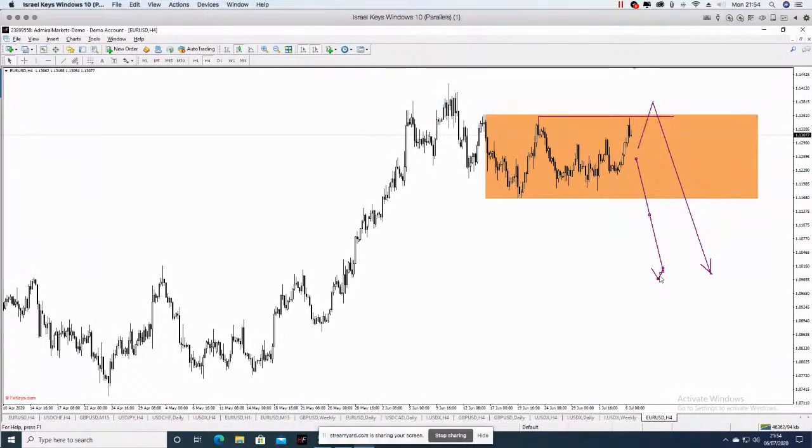Come on. This is the bit about MetaTrader I hate. It can be very glitchy.